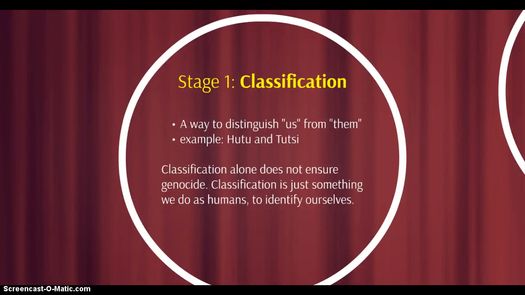Classification alone does not ensure genocide. Classification is just something we do as humans to identify ourselves. In order to make sure that genocide does not come from this classification stage, we need to teach tolerance and the acceptance of division of ethnicity, race, religion, or nationality within a culture.